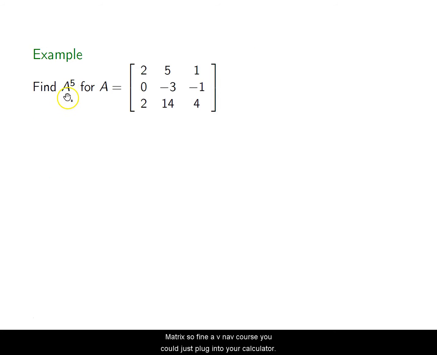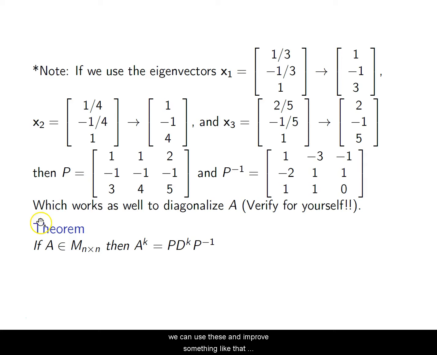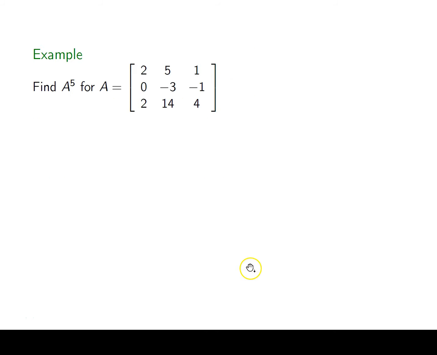So find A^5. Now, of course, you could just plug into your calculator: here's my matrix, raise it to the 5th power, and it'll give you an answer, and that's great. There's nothing wrong with that. But if we come back to regular class and I say here's a calculator portion and a non-calculator portion, you might need to know how to do this. Not only that, but we can use these in proofs later on, because this is a property of the diagonalization of a matrix.